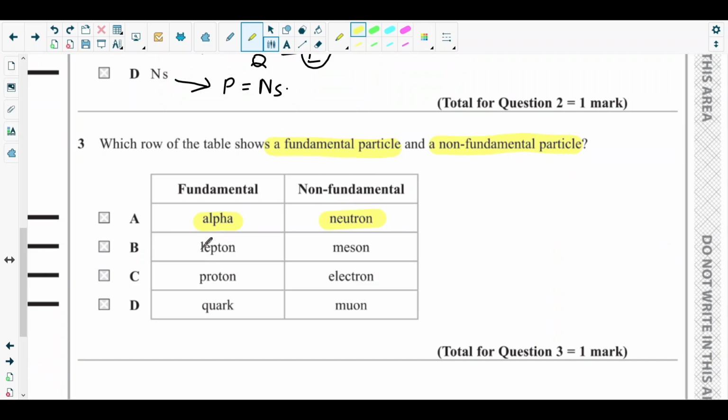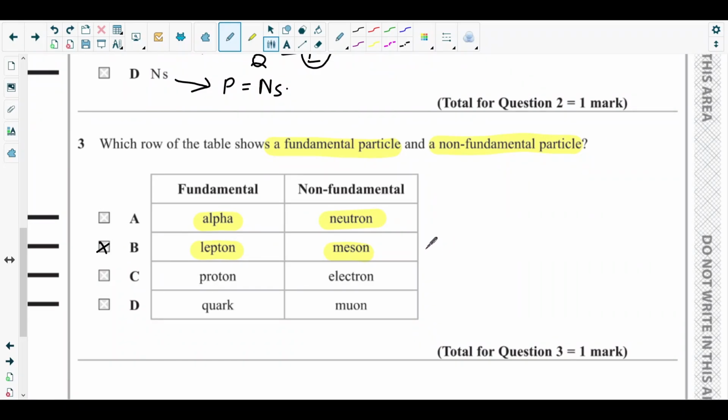Then option B says leptons are fundamental particles and the non-fundamental one is meson. Yes, a meson consists of a quark and an anti-quark, right? So if you divide a meson, you will get two quarks. So meson is non-fundamental and lepton is fundamental. So B is basically the answer.